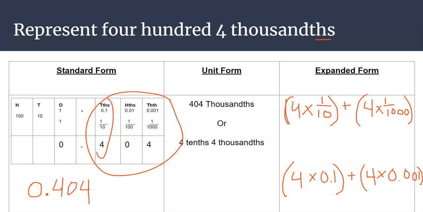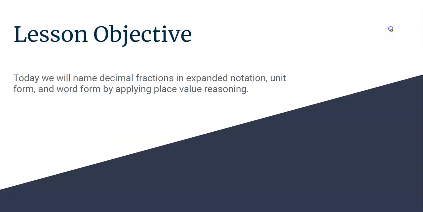So here is our representation of 400 4 thousandths in standard form, unit form, and expanded form, and also word form here at the top. All right, let's go over today's lesson objective. So today we will name decimal fractions in expanded form, unit form, and word form by applying place value reasoning.